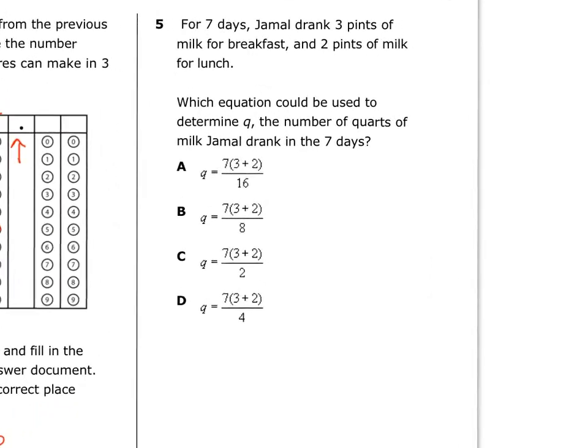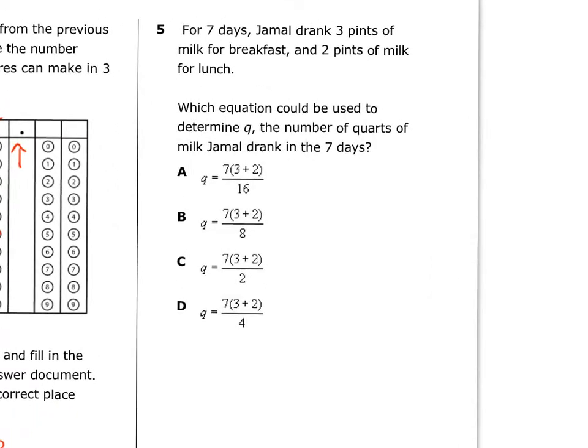Alright, for number 5. For 7 days, Jamal drank 3 pints of milk for breakfast and 2 pints of milk for lunch. Which equation could be used to determine Q, the number of quarts of milk that Jamal drank in 7 days? Now, I can tell you right now, and I'll tell you tomorrow on the test, 1 quart equals 2 pints. So, first thing I need to do, I need to figure out how much he's drinking per day.